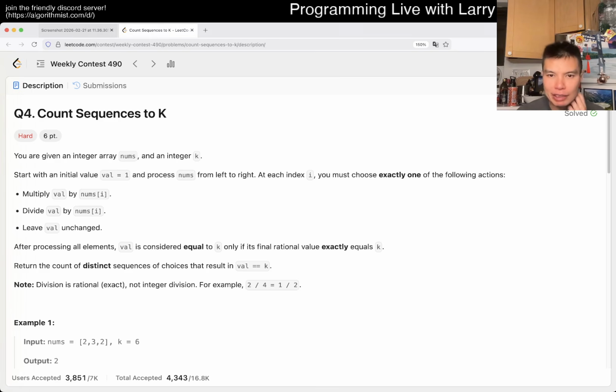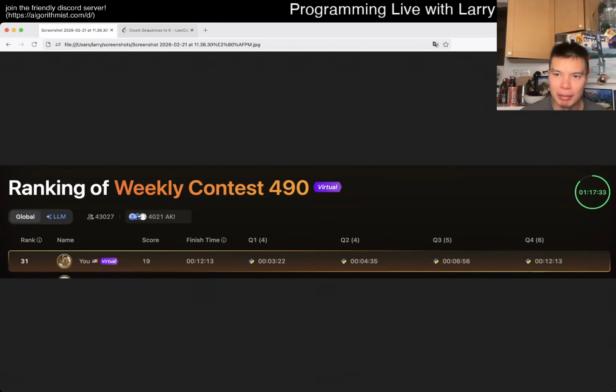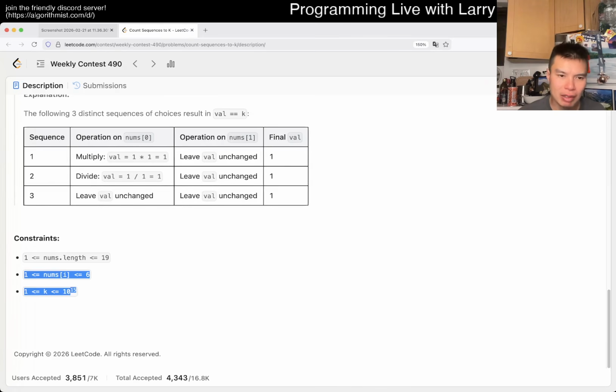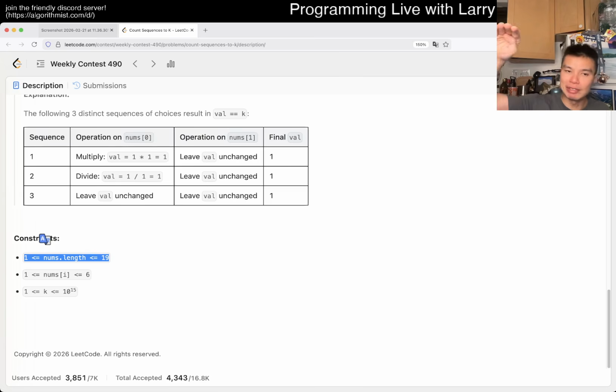Yeah, so I think this one, honestly, for me, I didn't take that long to think about it. I looked at the constraints and I thought, well, 19 is small, but we have three decisions to make at every index, right? You can leave it unchanged, you can multiply, or you could divide. So three choices, that's 3 to the 19, which of course is too big.